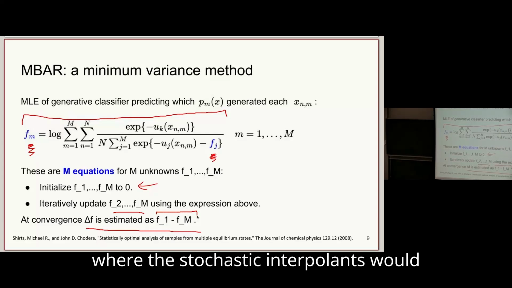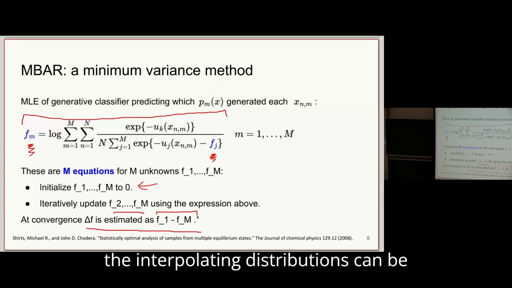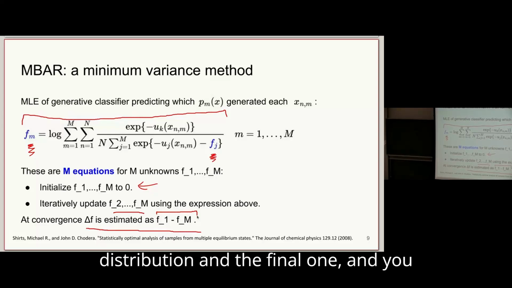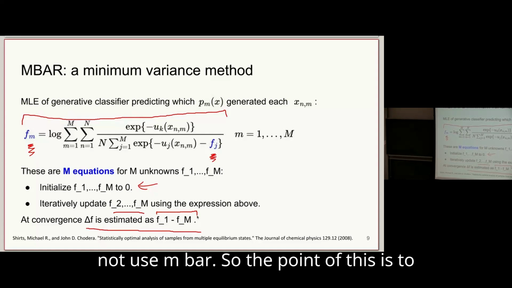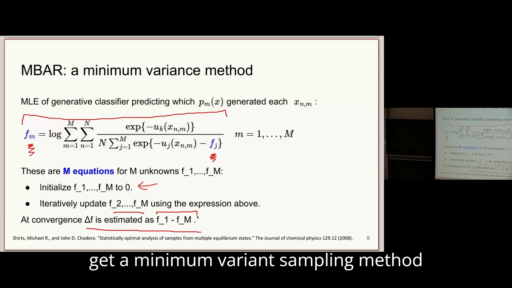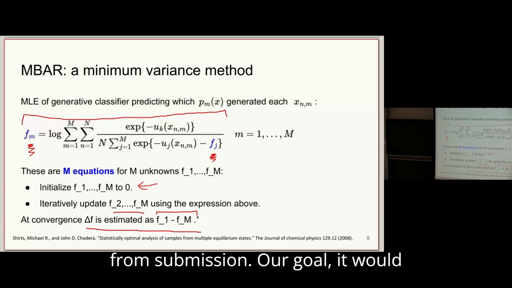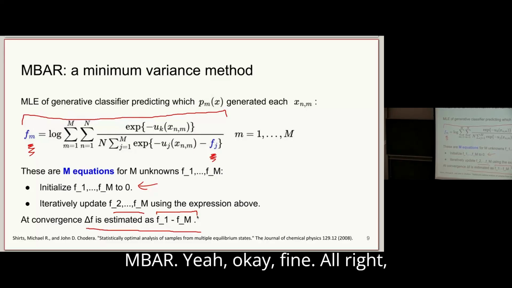And that's where the stochastic interpolants will be highly useful. Generating samples from the interpolating distributions can be expensive also. So maybe you only generate samples from the initial distribution and the final one, and you want to do something else and not use MBAR. So the point of this is to get a minimum variance sampling method from your target distribution, starting from some initial one. Our goal will be to estimate the difference in normalization constants without using MBAR.